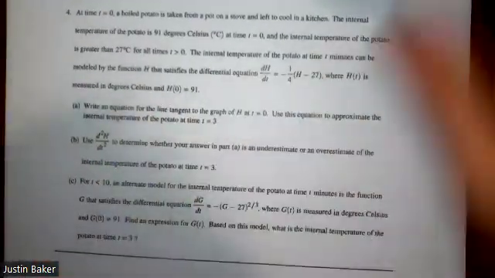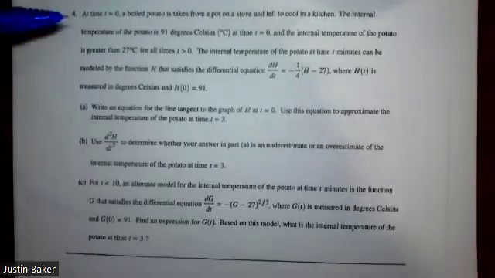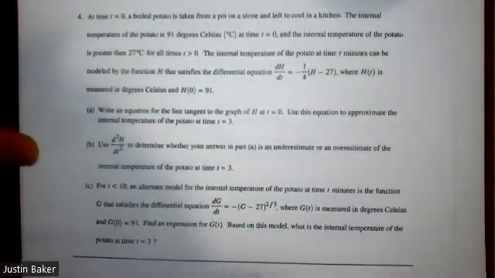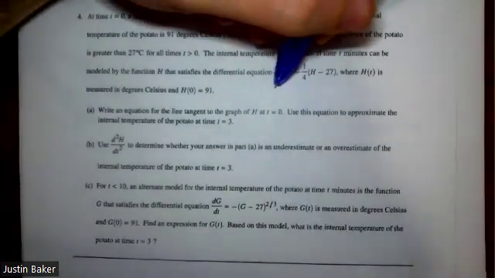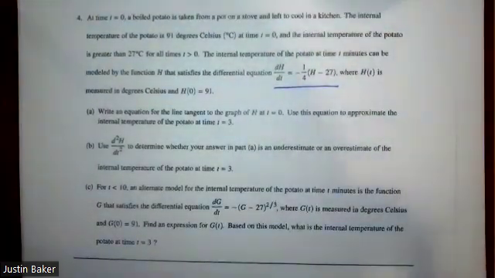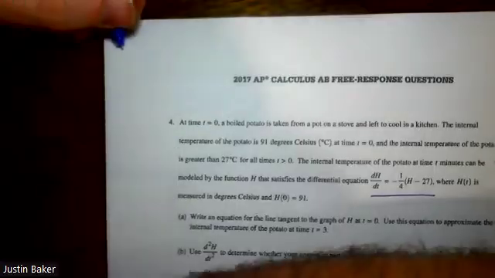Okay, next up, we've done this in class. This is the potato question. This is very similar to the one you will be seeing on your exam. Things to note: dH/dt is given to us. And I've always been telling you guys from the beginning, when we're doing these, we should be making a key.